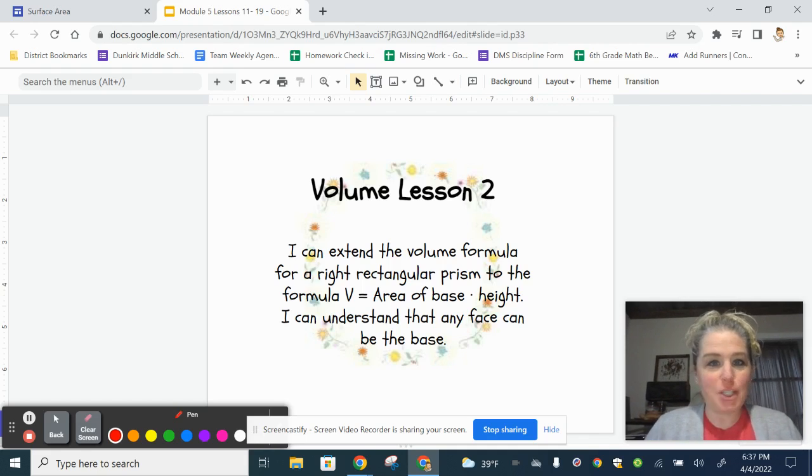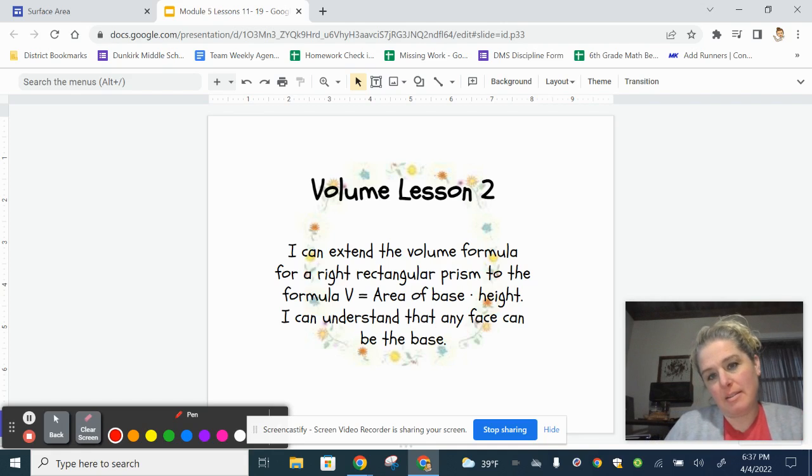Volume, lesson 2. Today, you are going to extend the volume formula for a right rectangular prism to the formula V equals area of the base times height. So before it was length times width times height. Now we're going to show you volume to be area of the base times height. And I'm going to show you the connection between those two formulas. You're going to understand that any face can be the base.